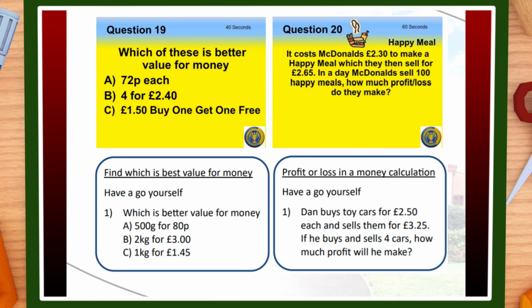Which of these is better value for money? 72p each, 4 for £2.40, or £1.50, buy one get one free. Think of the three options as three shops. Shop A, Shop B, Shop C.